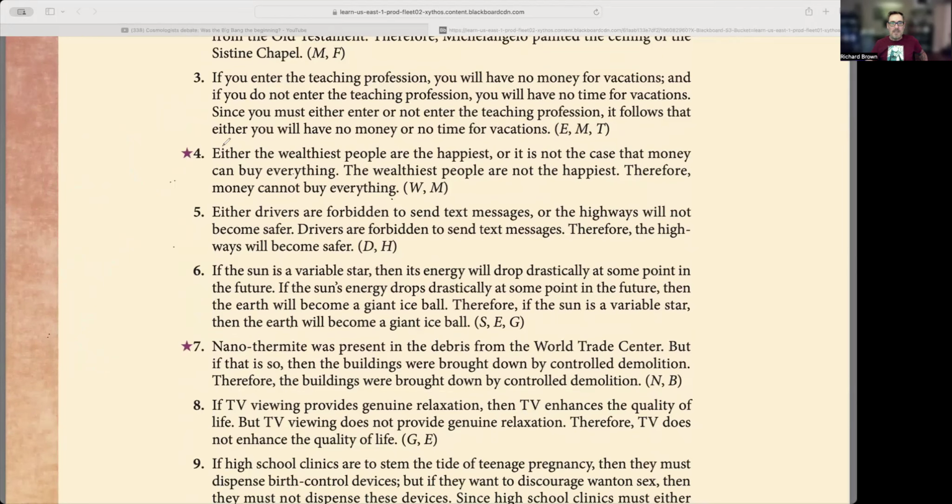Either the wealthiest people are the happiest, or it is not the case that money can buy everything. The wealthiest people are not the happiest, therefore, money can't buy everything. Okay. So the first premise, we have W and M. W is wealthiest people are happiest, and M is money can buy everything. So the first thing says either W or tilde M. The second premise says the wealthiest people are not the happiest. And the conclusion is therefore money can't buy everything.